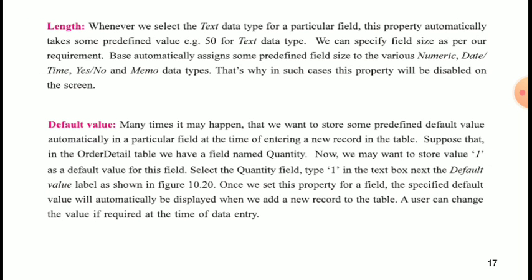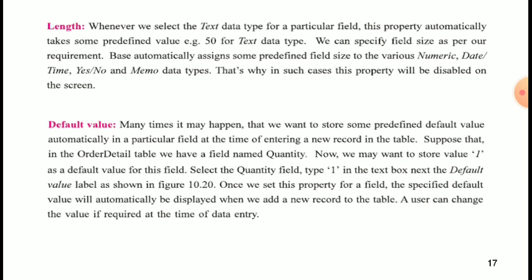Next is the length. Whenever we select the text data type for a particular field, this property automatically takes a predefined value, 50, for the text data type. We can specify field sizes as per our requirement. Base automatically assigns some predefined field size to the various numeric, date and time, yes or no, and memo data types. That's why in such cases this property will be disabled on the screen. So that is length.